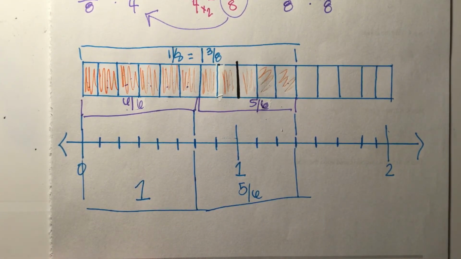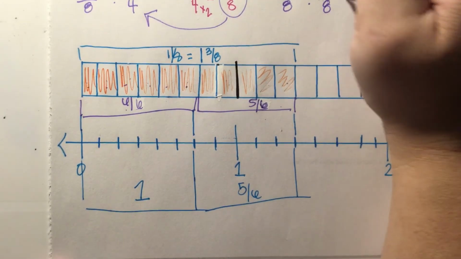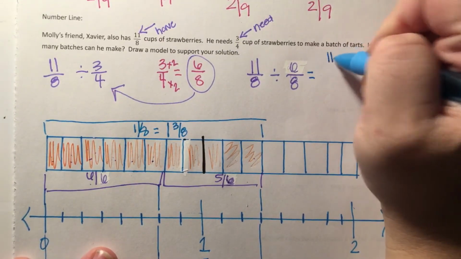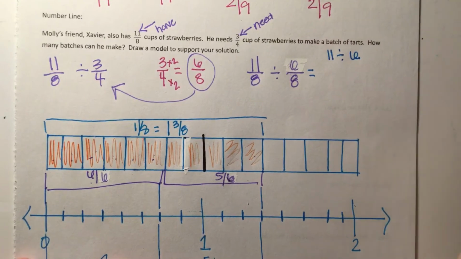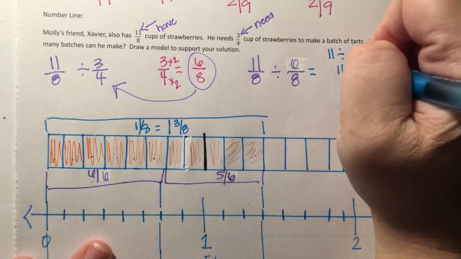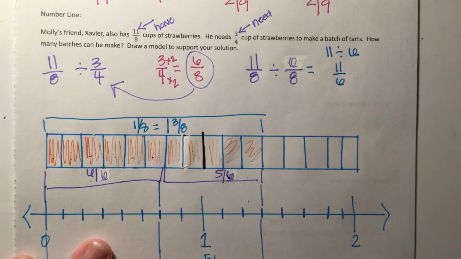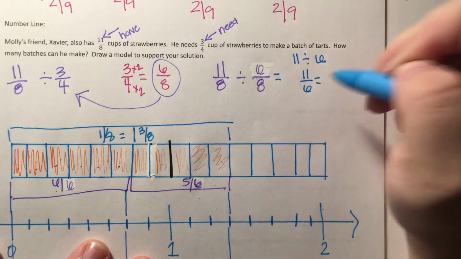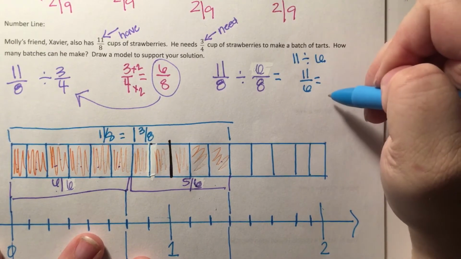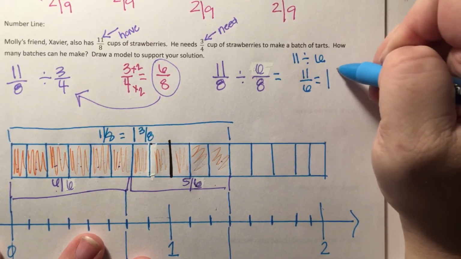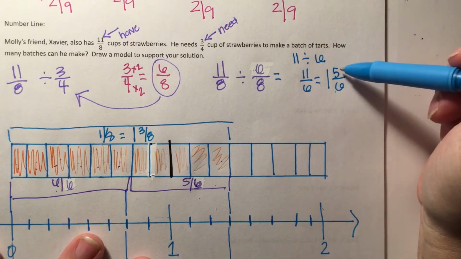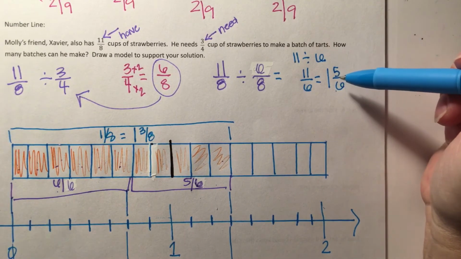So guys, how many batches can Xavier make? So if we go back up to the top, right? We have 11 divided by 6, right? We know this. We can essentially write it like this, can't we? 11 divided by 6? Totally can. We know that if we take 11 minus 6, that gives us 1 with 5 left over, right? 6 times 1 is 6, plus 5 is 11.